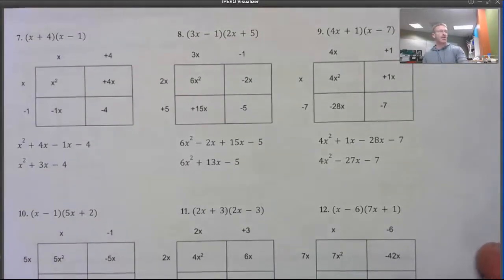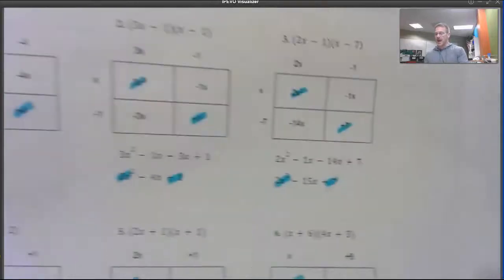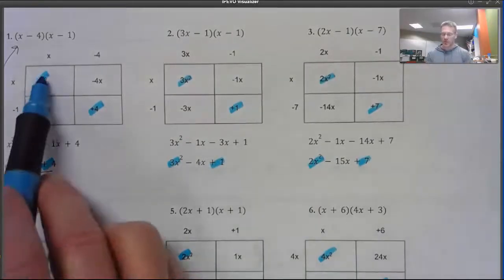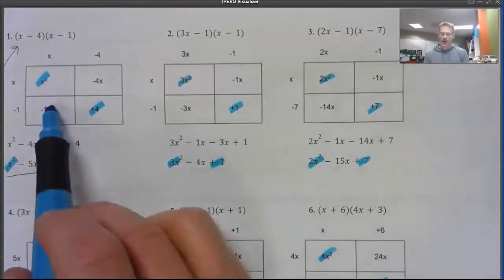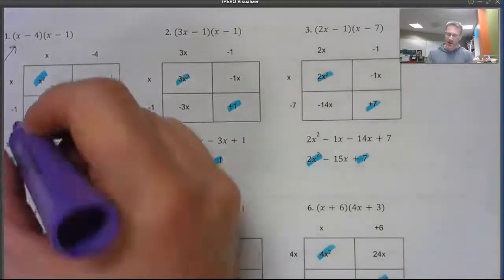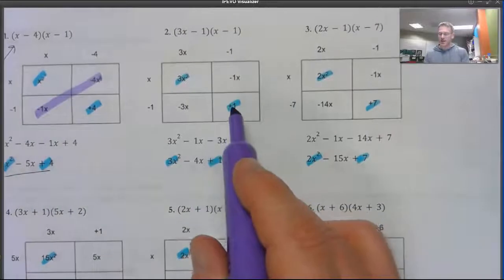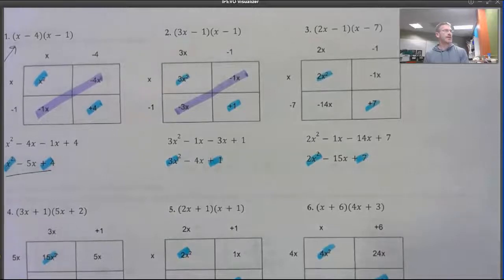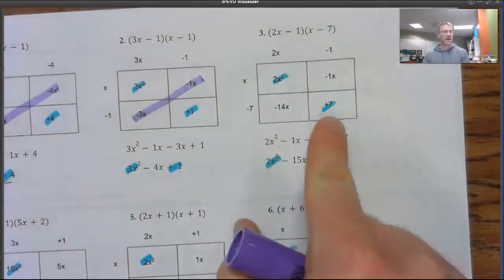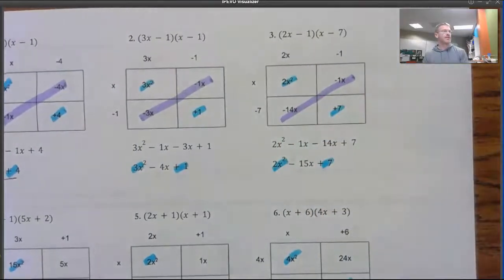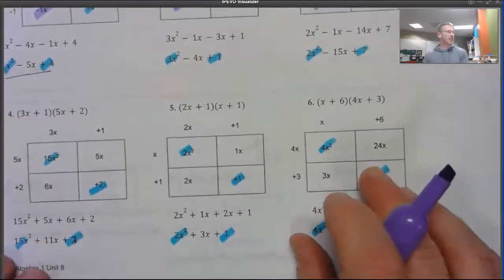So that was one pattern I was hoping you would see. Now here's the other pattern that I was hoping you would see. If you look at the diagonals and multiply those, what do you get? When I do 4 times x, I get 4x squared. When I do -1 times -4, I get 4x squared again. 3x squared times 1 is 3x squared. -3x times -1 is 3x squared. 2x squared times 7, that's 14x squared. -14x times -1 is 14x squared. So the diagonals always multiply to be the same thing.